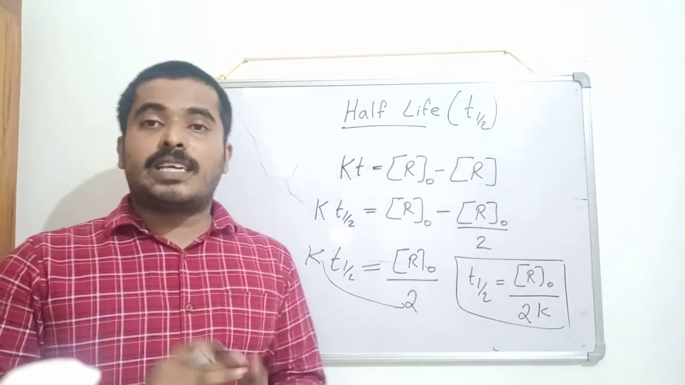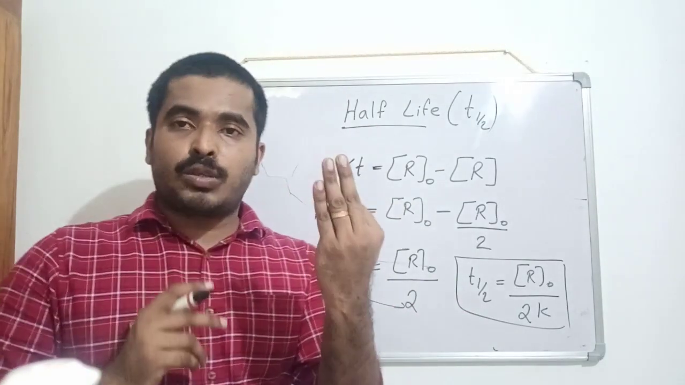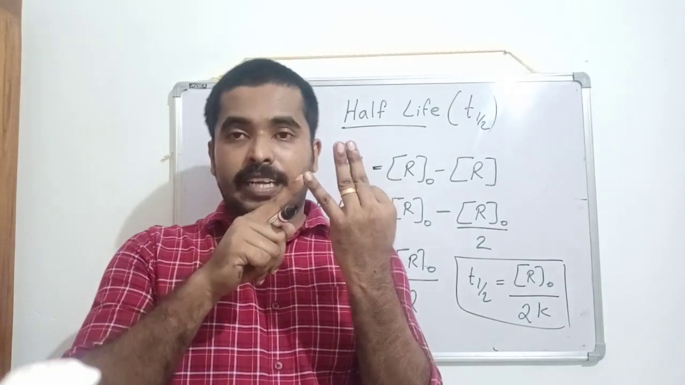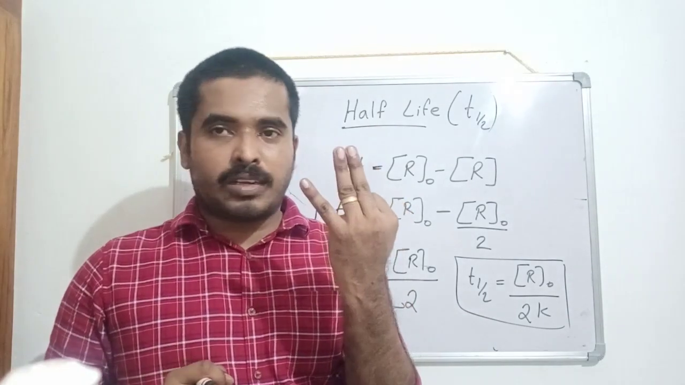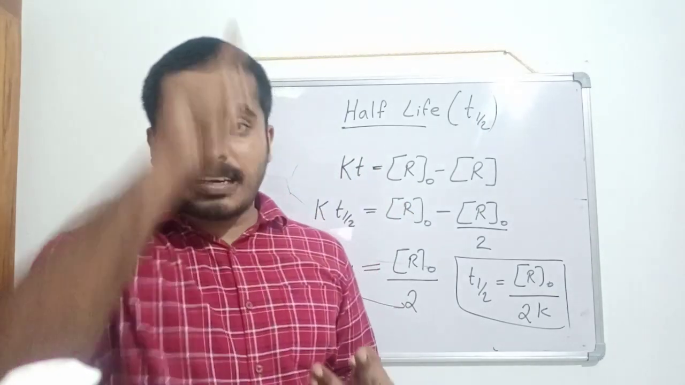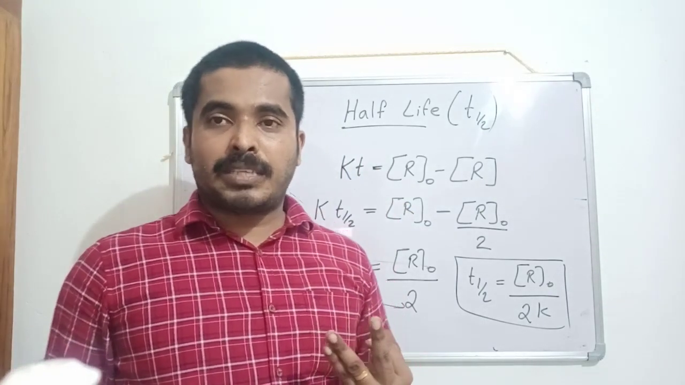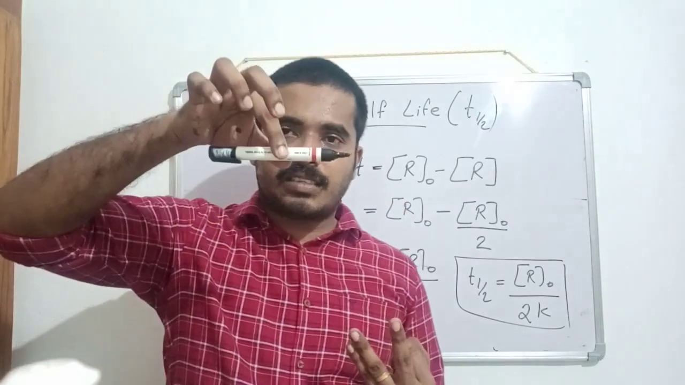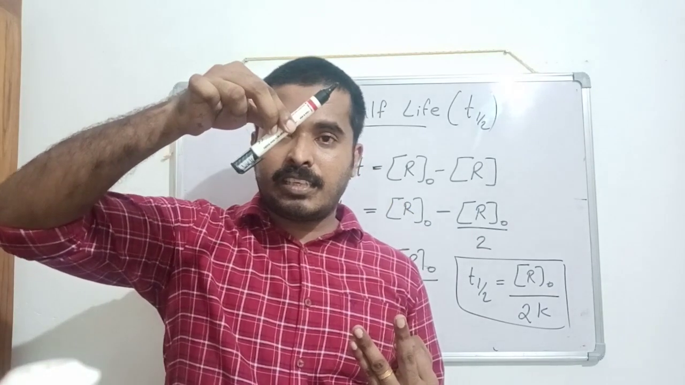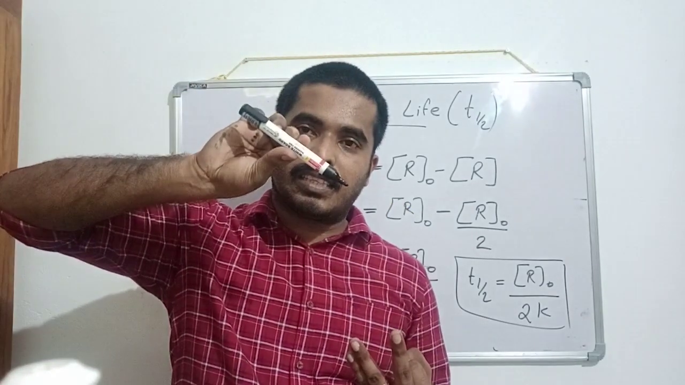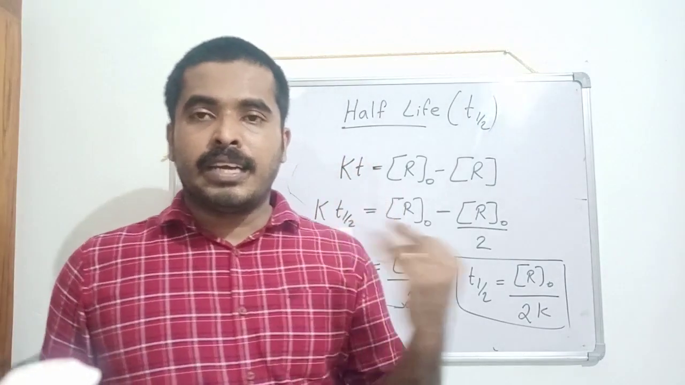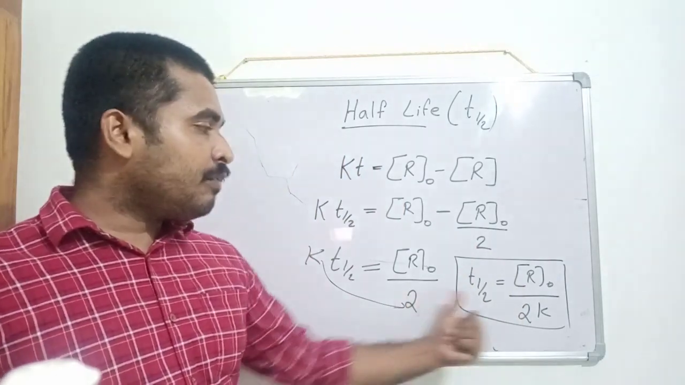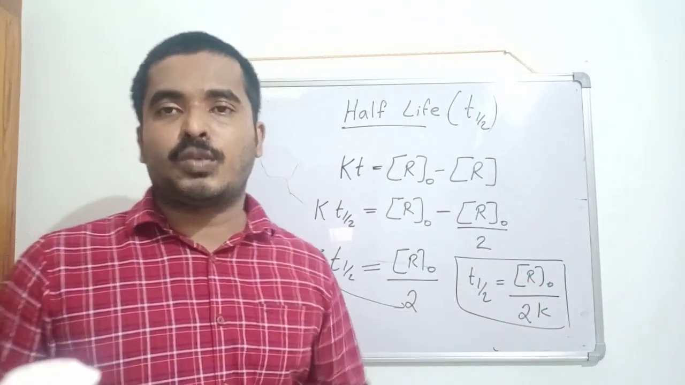Okay. So which are the three important ideas that I taught you? First one, integrated rate equation, Kt equal to R0 minus R for zero order reaction. Second one, the graph. You remember the shape of the graph. Is it like this? No. Is it like this increasing? No. The graph is like this decreasing. Yes. That graph you should remember. And the third thing, half-life of zero order reaction, R0 by 2K.